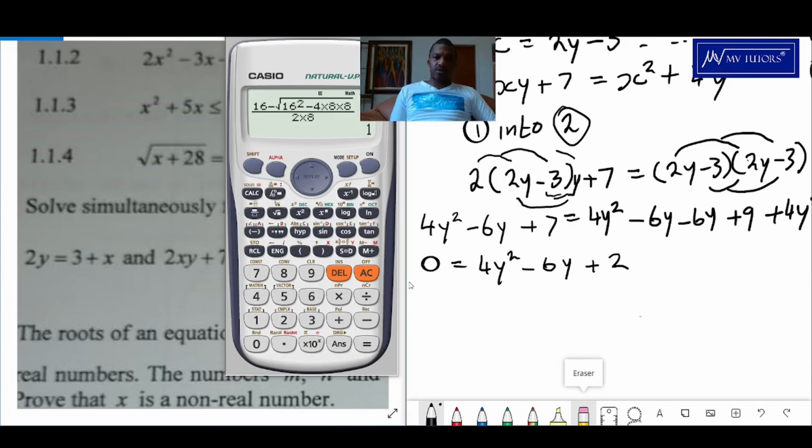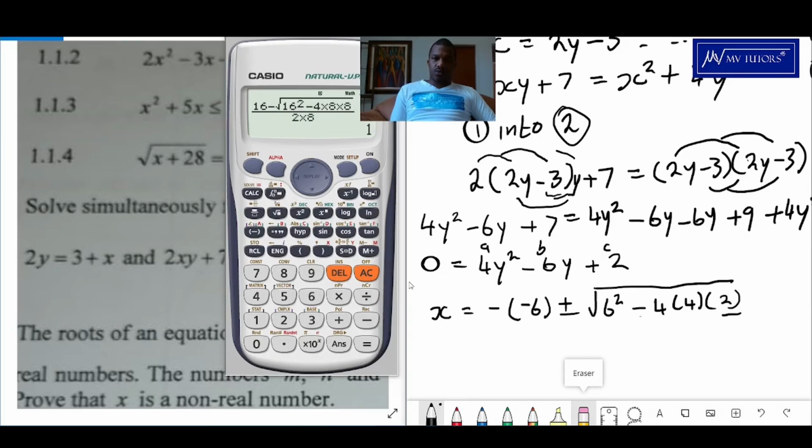Okay, so now I can use my quadratic equation again. So it's minus b. Let me just put my variables a, b, c. So minus b is minus 6, plus or minus the square root of b squared. b is 6 squared, minus 4 times a, which is 4, and c is 2, divided by 2 times a, which is 4.